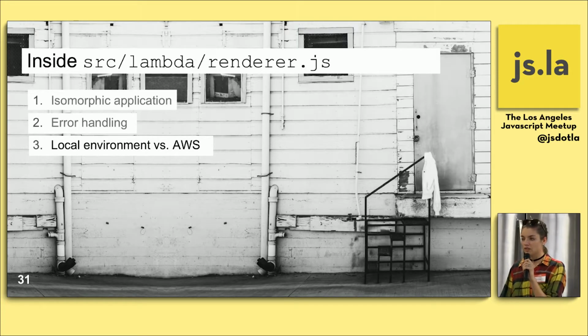And another one is having your environments. With Lambdas, your environments differ quite a bit. For example, in our case, when we run it locally, we want our Lambda to go to localhost to get all the static files. When we run it in AWS, we want our Lambda to go to S3 and get all the static assets. And that's just an example.